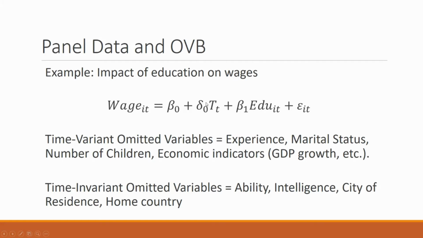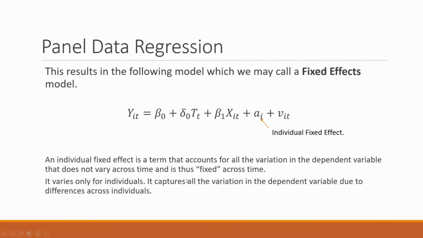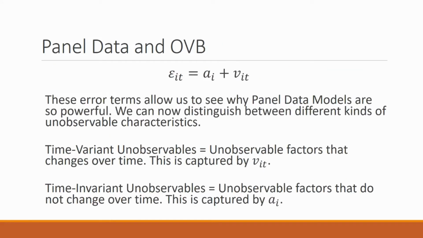Okay, so here are some examples of time variant and time invariant omitted variables. If these variables are not in our data set, then these will be time invariant unobservables, these will be time variant unobservables, and these are time invariant unobservables. Okay. So now we're building our way up.